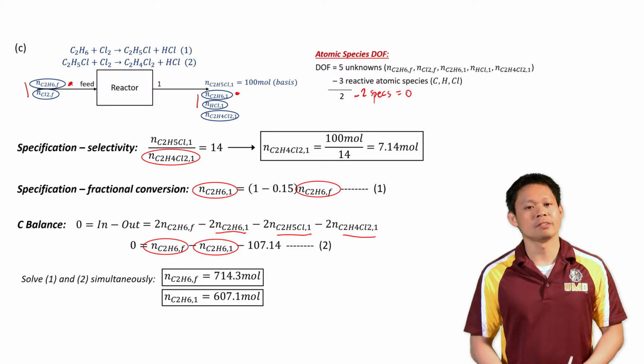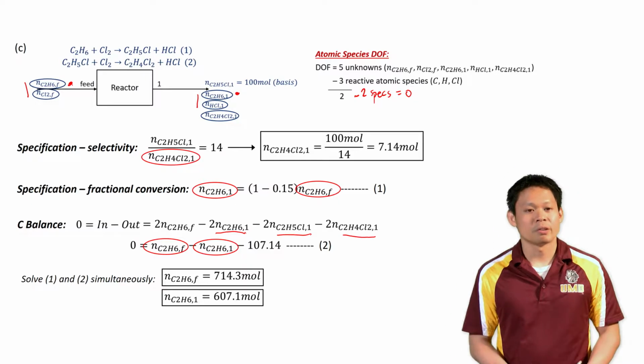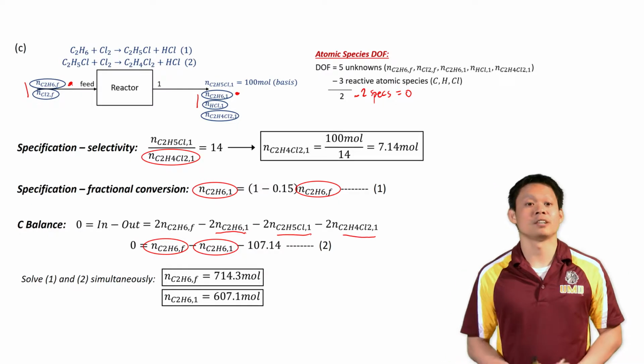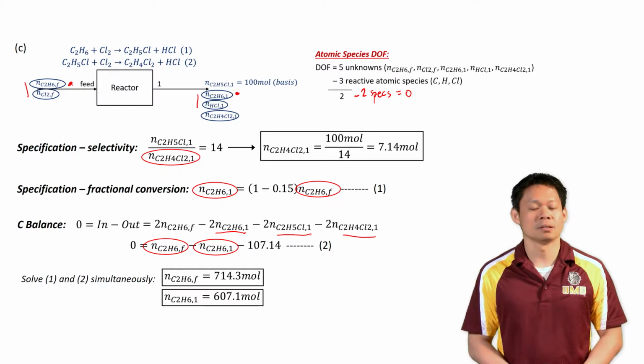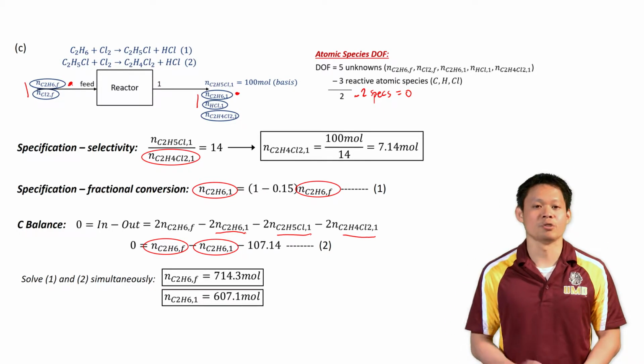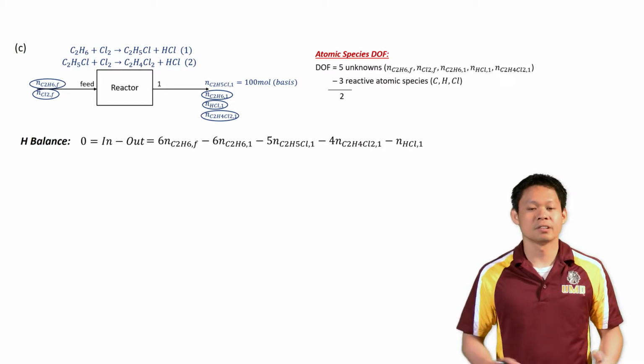We are left with 2. We are left with our chlorine balance and our hydrogen balance. If we do a chlorine balance, you'll see that you'll involve our last 2 unknowns because we have Cl2 and HCl. So the more obvious one to do next is our hydrogen balance. So here's our hydrogen balance. There are many different terms in there.